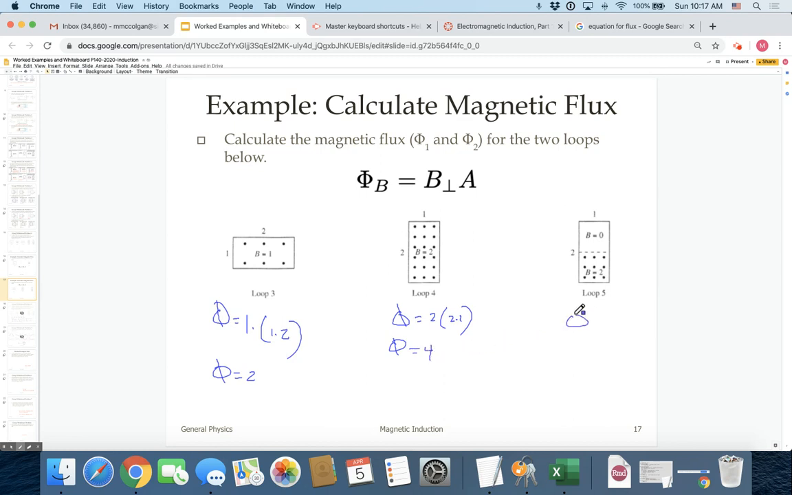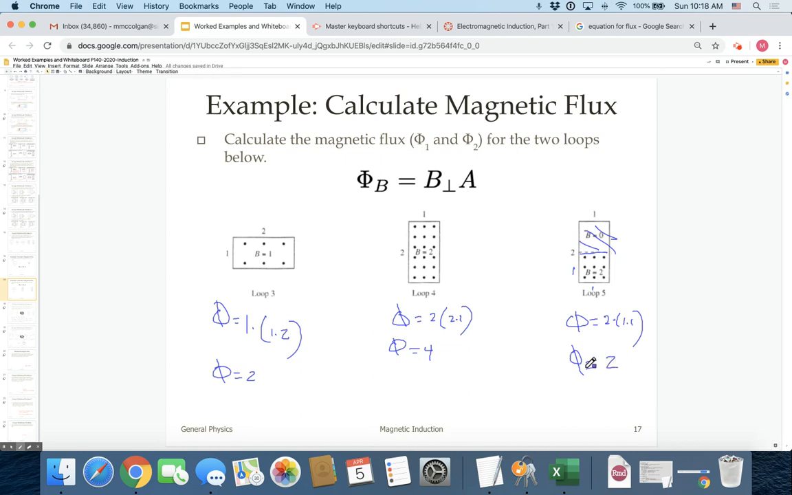And for this last one, they're trying to be tricky. We only are going to calculate the flux in the part of the rectangle where there's actually field. So we're not going to worry about this part, and we're just going to think about the bottom part. So B is going to equal 2 times the area, and this is going to be 1 times 1. So phi is going to equal 2.